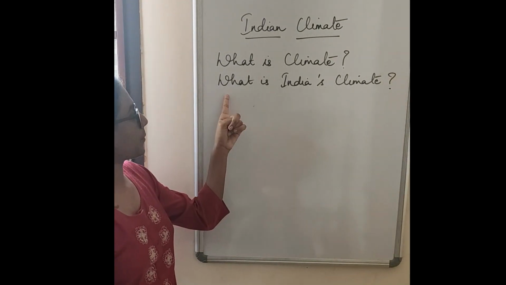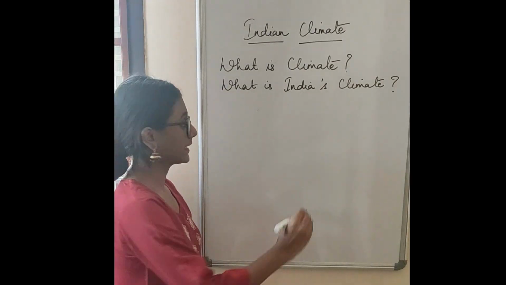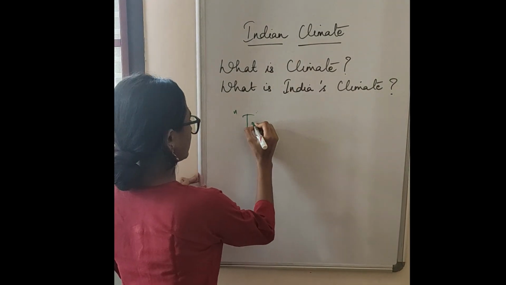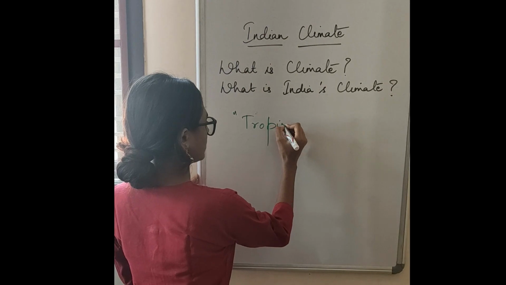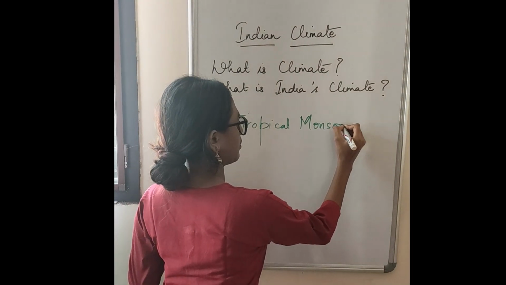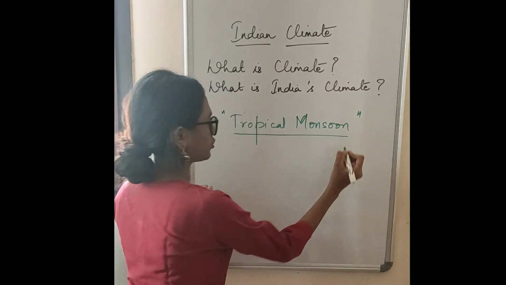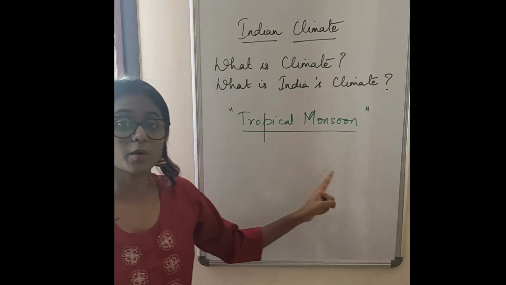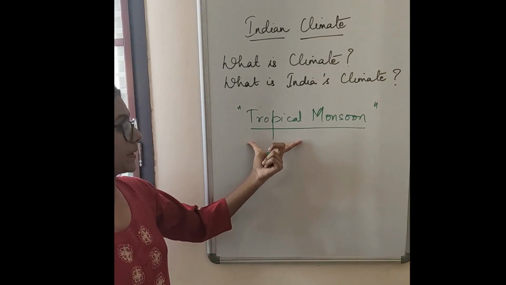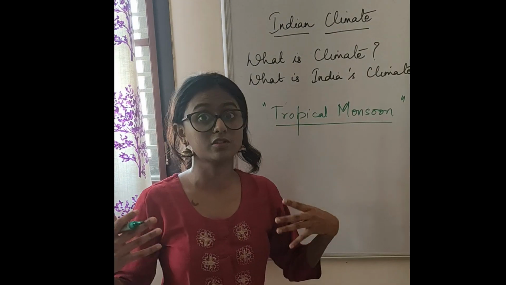So next topic is what is India's climate. Indian climate has been defined as tropical monsoon. It's very important: tropical monsoon. Now, why do we call it tropical monsoon? Tropical because a major part of India lies in the tropical zone.